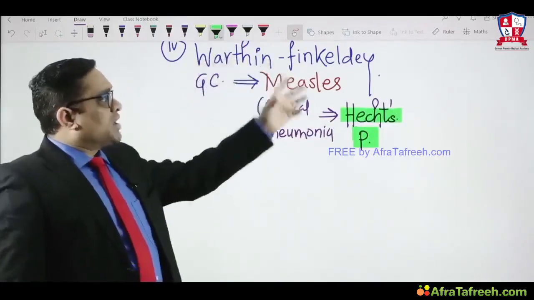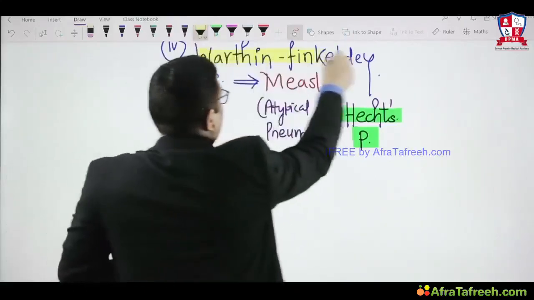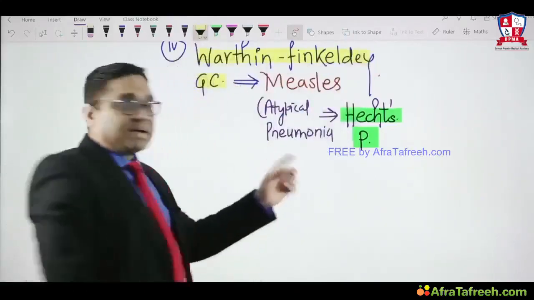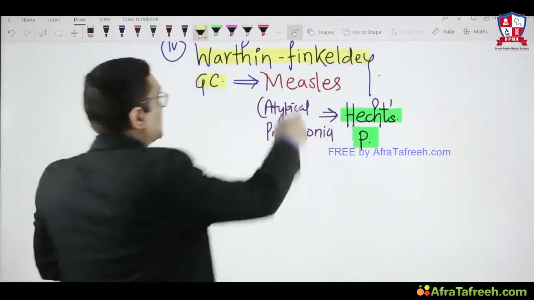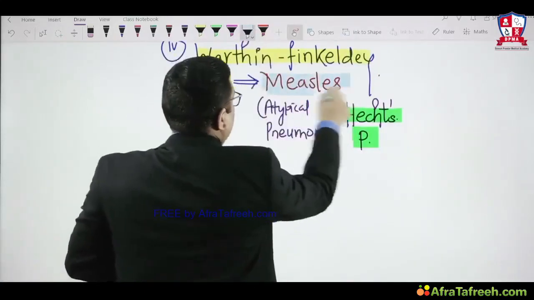So Warthin-Finkeldey giant cells are seen in which pneumonia? The answer should be Hecht pneumonia, which is caused by measles, right? So that was the question in the All India exam previous year.